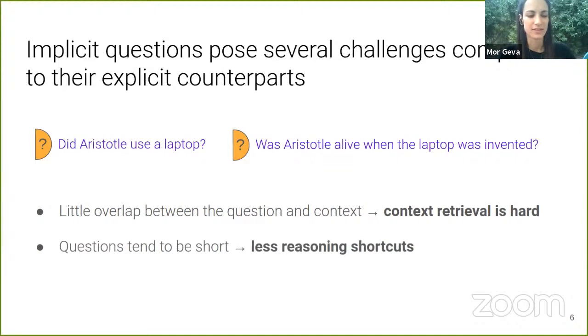And the second challenge is, as you can see with this example, questions that require implicit reasoning often tend to be short because they do not express all the reasoning process to answer them. This reduces the chance for reasoning shortcuts, as has been shown in HotpotQA, for example.